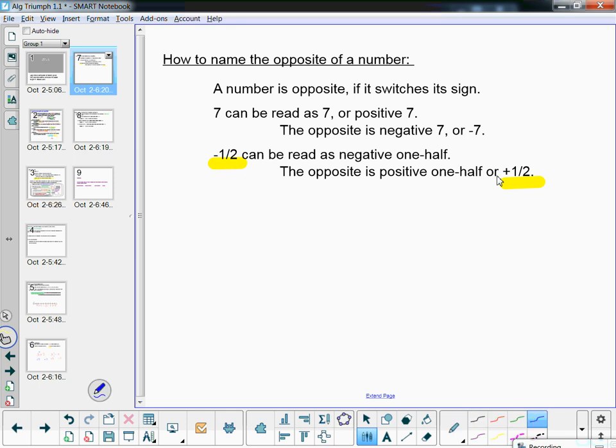So, why don't you try a couple? If I told you that I had 16, is it positive or negative? If you said positive, you're right. I have positive 16. So then, what's the opposite? Well, we flip our sign. Negative 16.